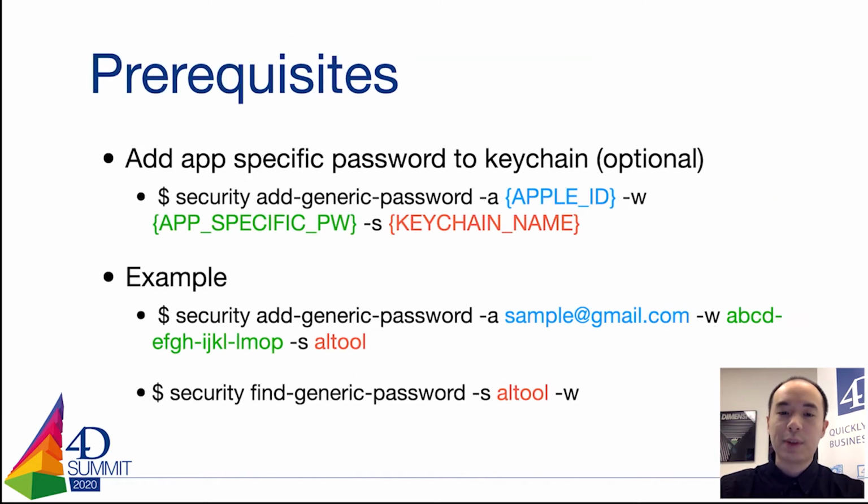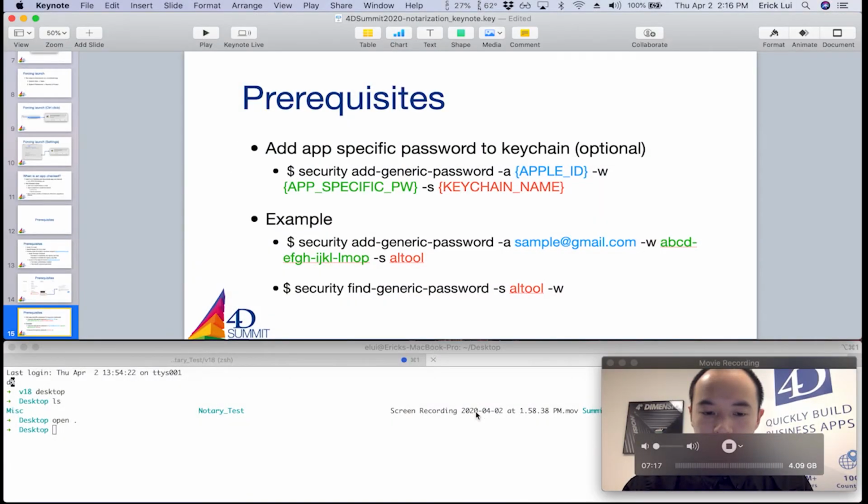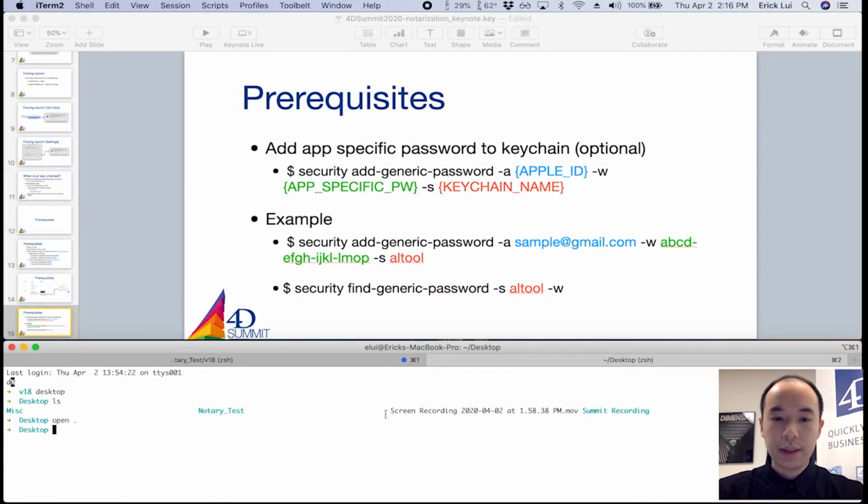Regarding the app-specific password, instead of typing that 19-character long password over and over again or copy and pasting, the easier way is to add that password to the keychain. That way, instead of typing that 19-character password, you can refer to it using the keychain name instead. So why don't we actually do that with a simple example? So let me exit out of here.